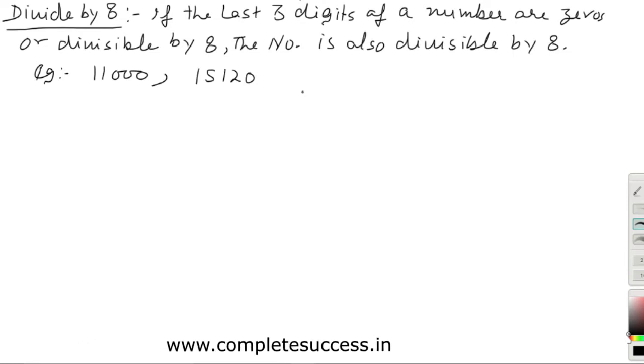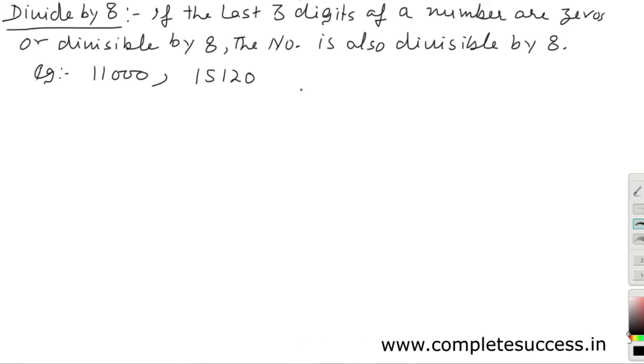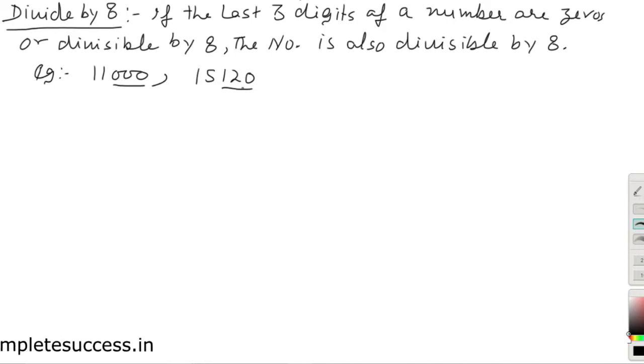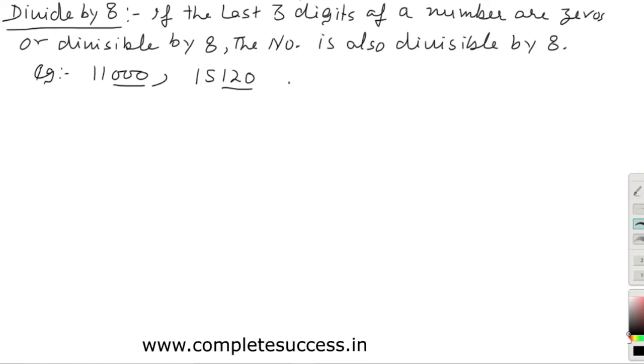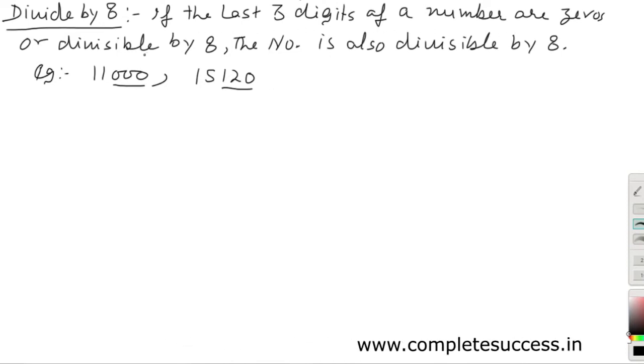15,120. Is this number divisible by 8? So we have to check the last 3 digits. Here the last 3 digits are 0, so this number is divisible by 8. Here the last 3 numbers are 120. 120 is 80 plus 40. So 80 and 40 are both divisible by 8. So 120 is divisible by 8. Is it clear? 8 into 15 is 120. So if the last 3 digits are 0 or the last 3 digits are divisible by 8, the number is also divisible by 8.